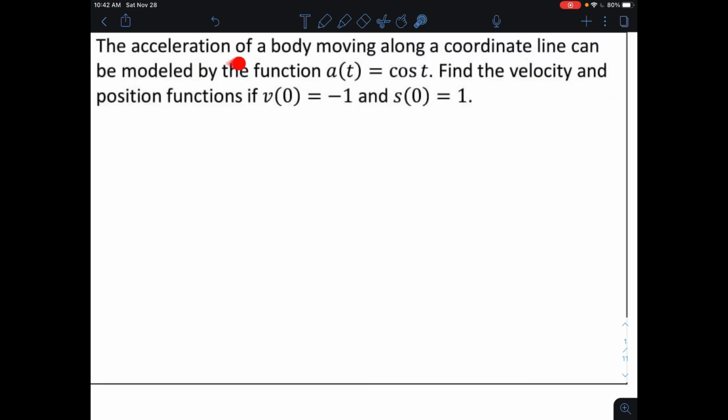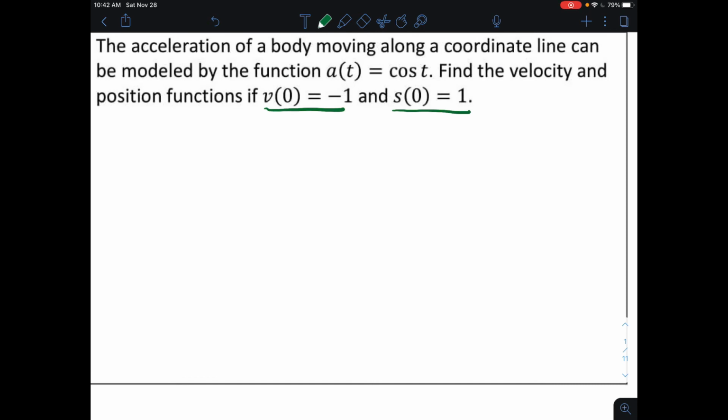So the acceleration of a body moving along a coordinate line can be modeled by a of t is equal to cosine. So this is my acceleration function. And we want to find the velocity and position functions if we are given these two initial conditions. So I've got two initial conditions here. The initial velocity is -1 and the initial position is +1.